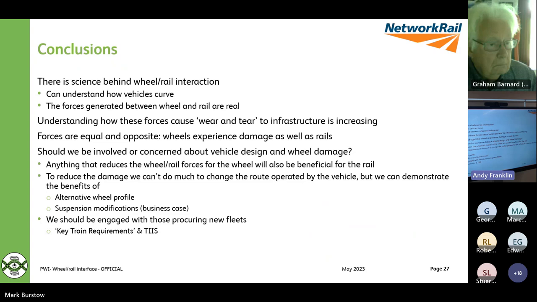Should we be concerned about what happens to vehicles? I'm speaking with my infrastructure manager head on. Well, we should, really, shouldn't we? Because anything that's going to reduce the force on the wheel is also going to reduce the force on the rail. So what's good for the wheel should be good for the rail.